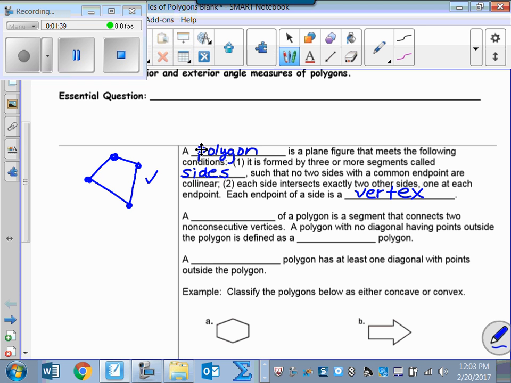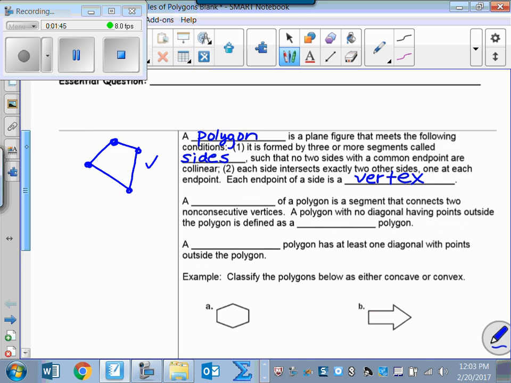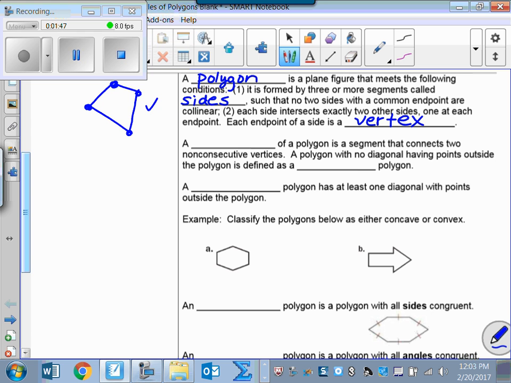All right, we'll look at some examples in a few minutes and see what some things that aren't polygons look like too. All right, a diagonal of a polygon is a segment that connects two non-consecutive vertices. So non-consecutive means they're not side by side, of course. So for instance, this red line that I'm drawing here, that's one of these things I'm talking about. And what are those things called? Those are called diagonals. Any segment that connects two non-consecutive vertices.